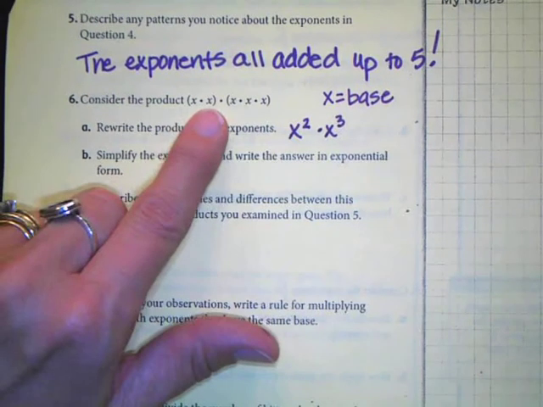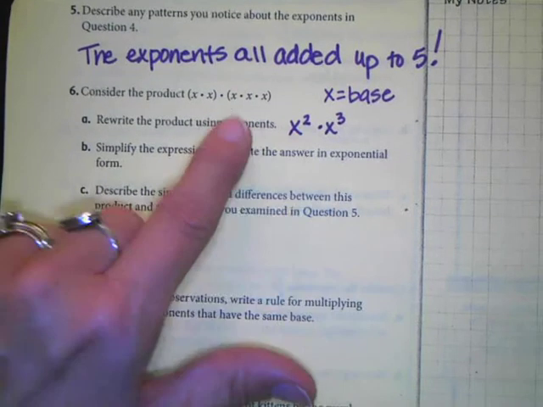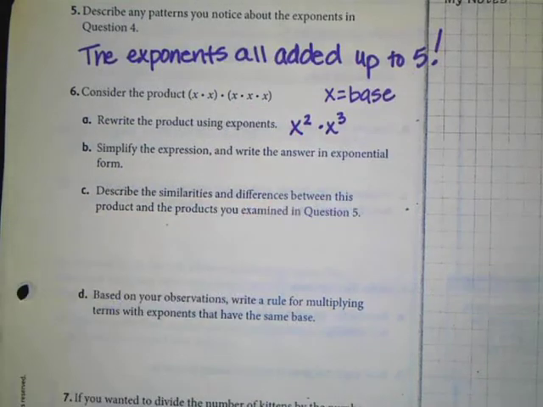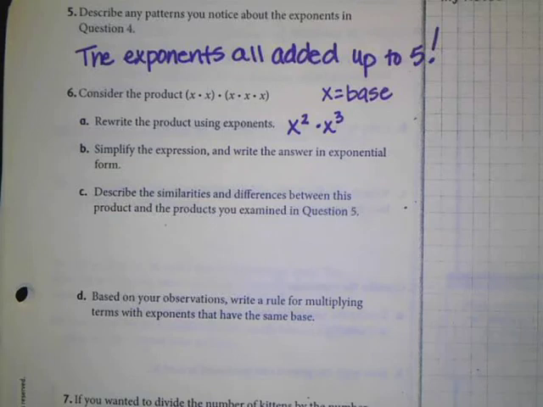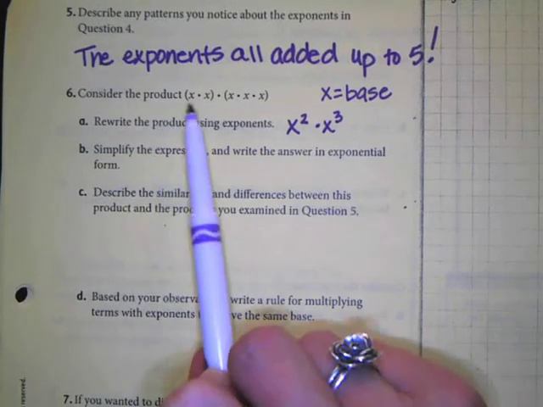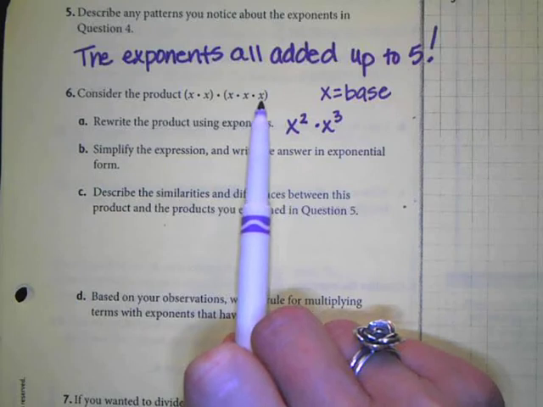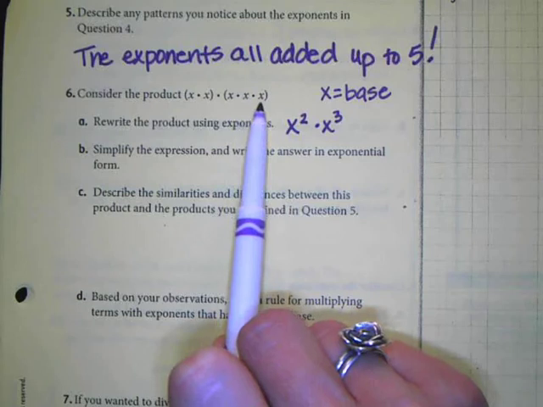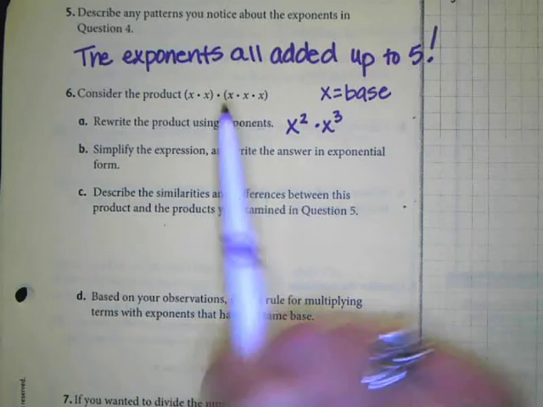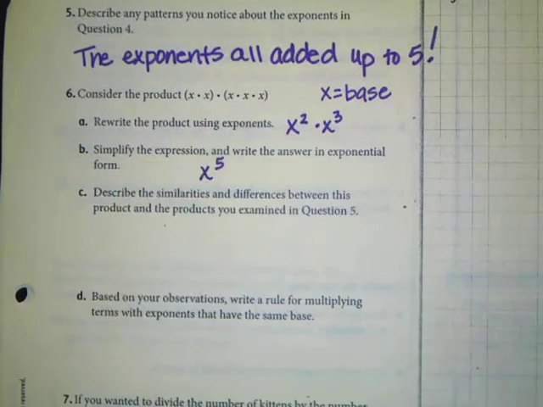X cubed and then x squared. X times x is actually x squared. X times x times x is actually x cubed. Now, how would I simplify this expression? It's x to the 5th. How do you know it's x to the 5th? Because the exponents add up to 5. How else do you know that it's going to be x to the 5th? You can add the exponents together, but could I also just count how many x's I have? It takes a little longer, but I could. So to simplify the expression, it's x to the 5th.